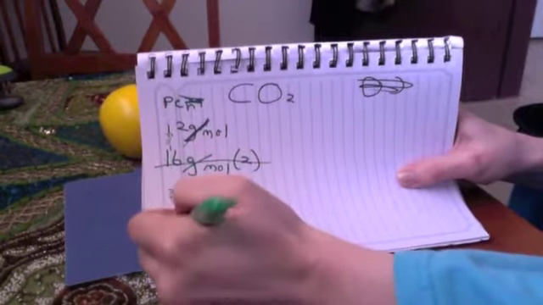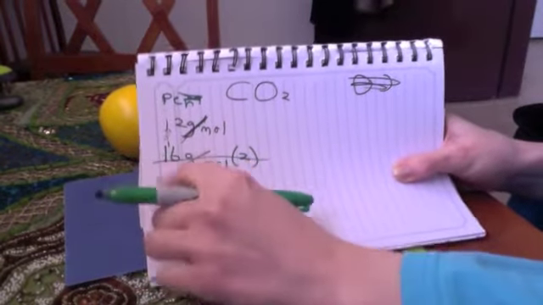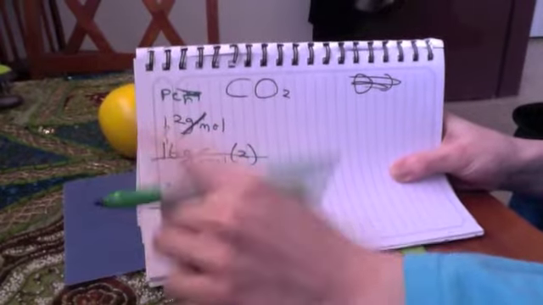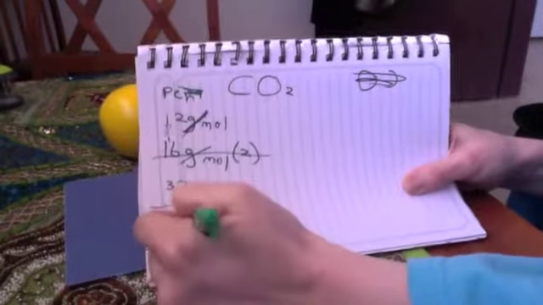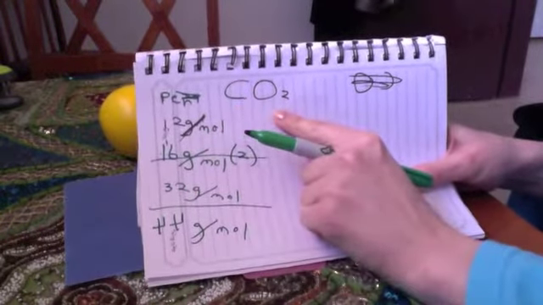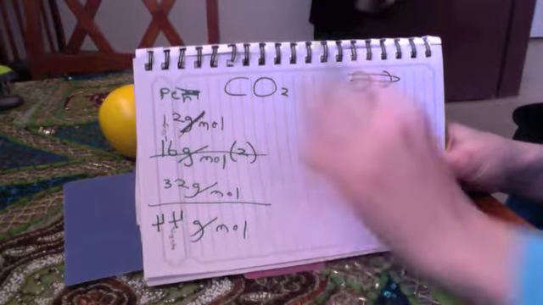So does that look like a 4? And then 1 and 3, there, that looks like a 4. So my answer is the molar mass of carbon dioxide is 44 grams per mole. Okay? That's how you do that again. That's going to be one part of your homework.